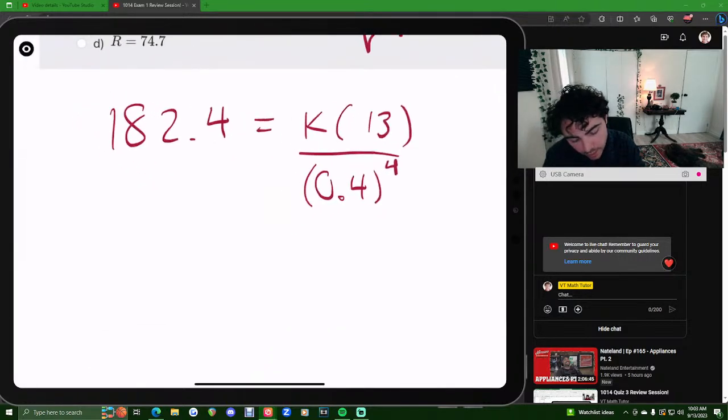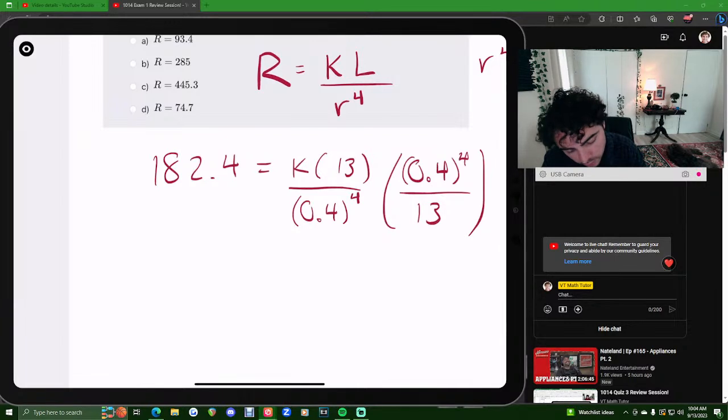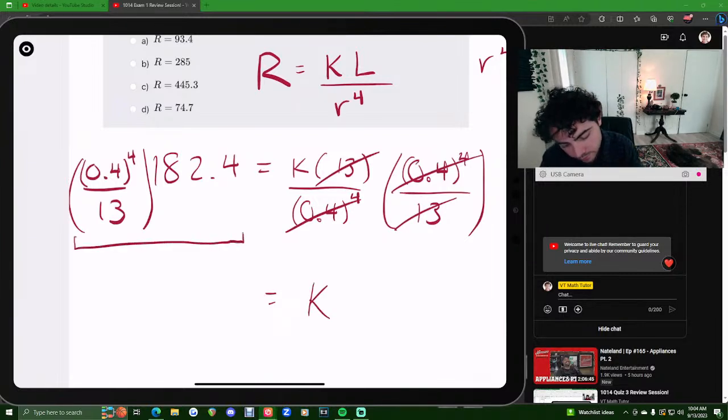So how do we solve for K? How do we get K by itself? Well, the quick way would be to multiply by the reciprocal of what we see here. So multiply by 0.4 to the fourth and divide by 13. You, of course, could calculate this first and then divide by that in the end. I'm just going to somewhat simplify the process. Simplify is a weird word for it, but it's just efficient in my head. So we multiply by 0.4 to the fourth because that cancels that, and then we divide by 13 because that cancels that. So it leaves us with K on this side. And so as long as we can calculate this, we'll be good.